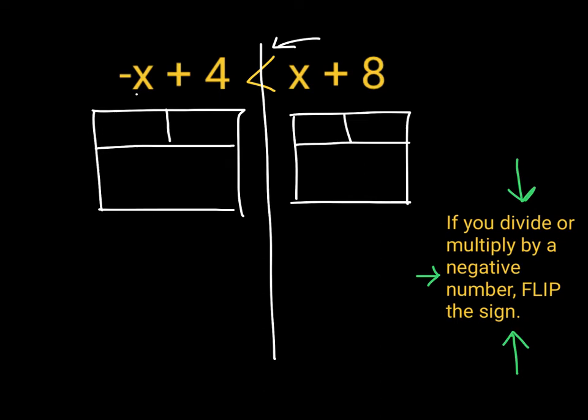So on the left, we already have a negative 1x. We'll bring it down. On the right, we've got our x, which needs to come across the equal sign, so we'll change that from a positive x to a negative 1x.